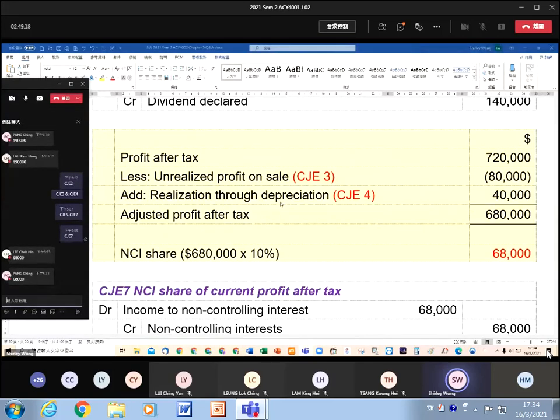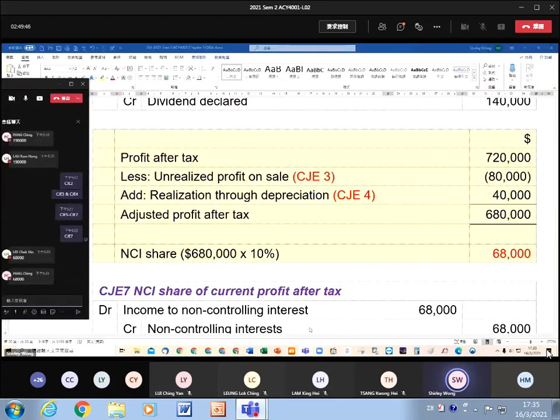As mentioned before, unrealized profit will be realized once the buyers use the asset. So finally, it will be reversed over the remaining useful life. Remember, the remaining useful life is 2 years. So 80,000 of the profit will be reversed in this year and the coming year: 40,000 in the current year and another 40,000 in the next year. Finally, CJE number 7 will be debit income to NCI and then credit NCI.